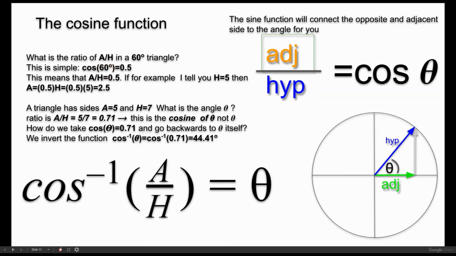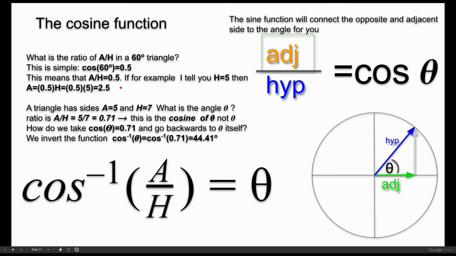The cosine function is the adjacent over the hypotenuse. We don't care about the vertical side now. We're going to look at these two sides. What is the ratio of adjacent over hypotenuse in a 60-degree triangle? Well, if you type in cosine of 60, you get a half. This means the adjacent side is half the length of the hypotenuse. Rearrange the formula, you get 2.5.